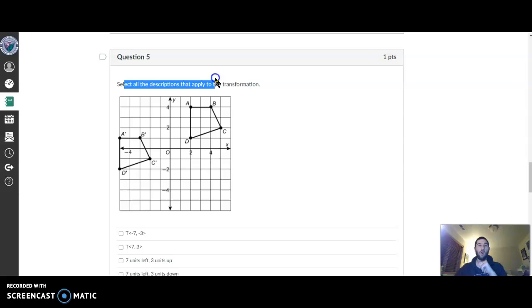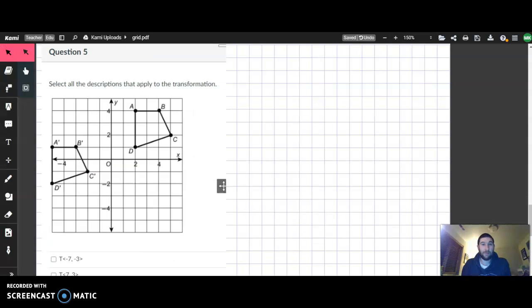Once again, select all the descriptions that apply to the transformation, so we're identifying the rule once again. First, where's the image? Where's the pre-image? All right. Give you a moment to think about it. While you're doing that, I'm going to go ahead and put these onto our fantastic Kami document. All right, ladies and gentlemen, so for question 5, first we need to identify what is actually happening. Well, we can say with confidence that it's sliding, so yes, this is a translation. Second, what's the vector? How far and in what direction?